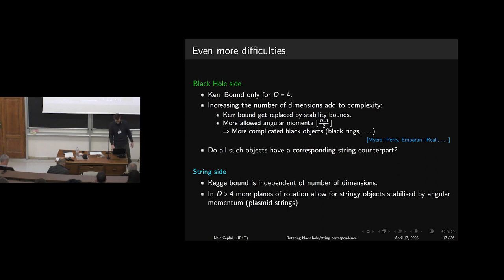And on the string side, the Regge bound is independent of the number of dimensions, apart from the fact that if you're in higher than four dimensions, again because you have more planes of rotation, you can have circular objects where your string tension is actually stabilized by the angular momentum. These are called plasmid, and I'm going to talk about them a little bit more later on.